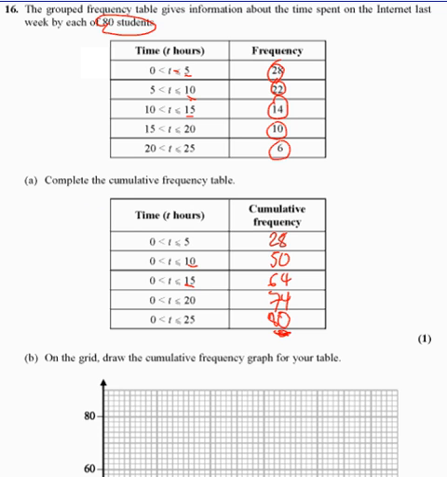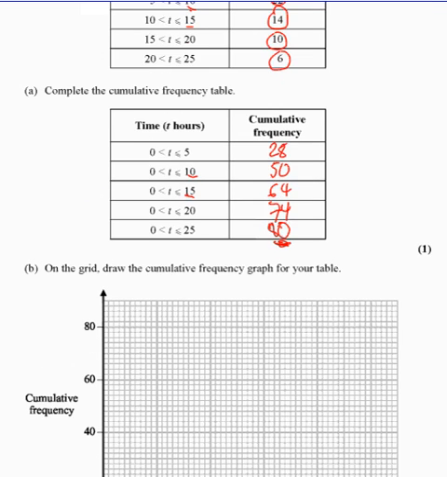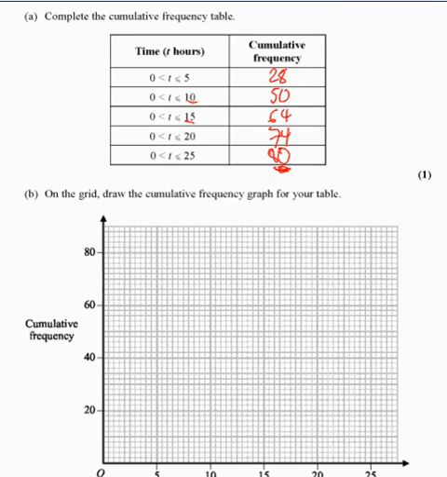Right, we then draw the cumulative frequency graph. Don't forget that people sometimes think, is it at the middle, is it at the end of the group? Cumulative frequency is how many people have got up to that value. So if we're plotting at 5, we want to say how many people have scored up to 5. Well, it's 28, so that's where we plot it, at the end of that interval.